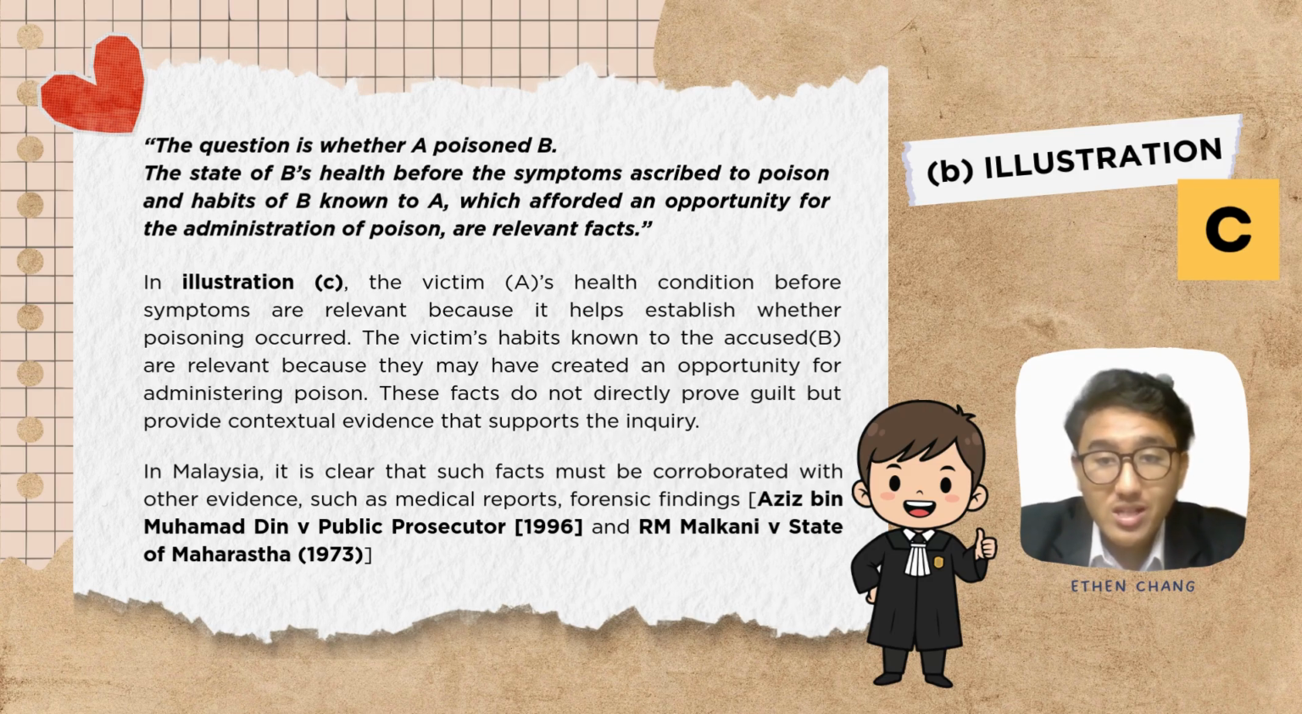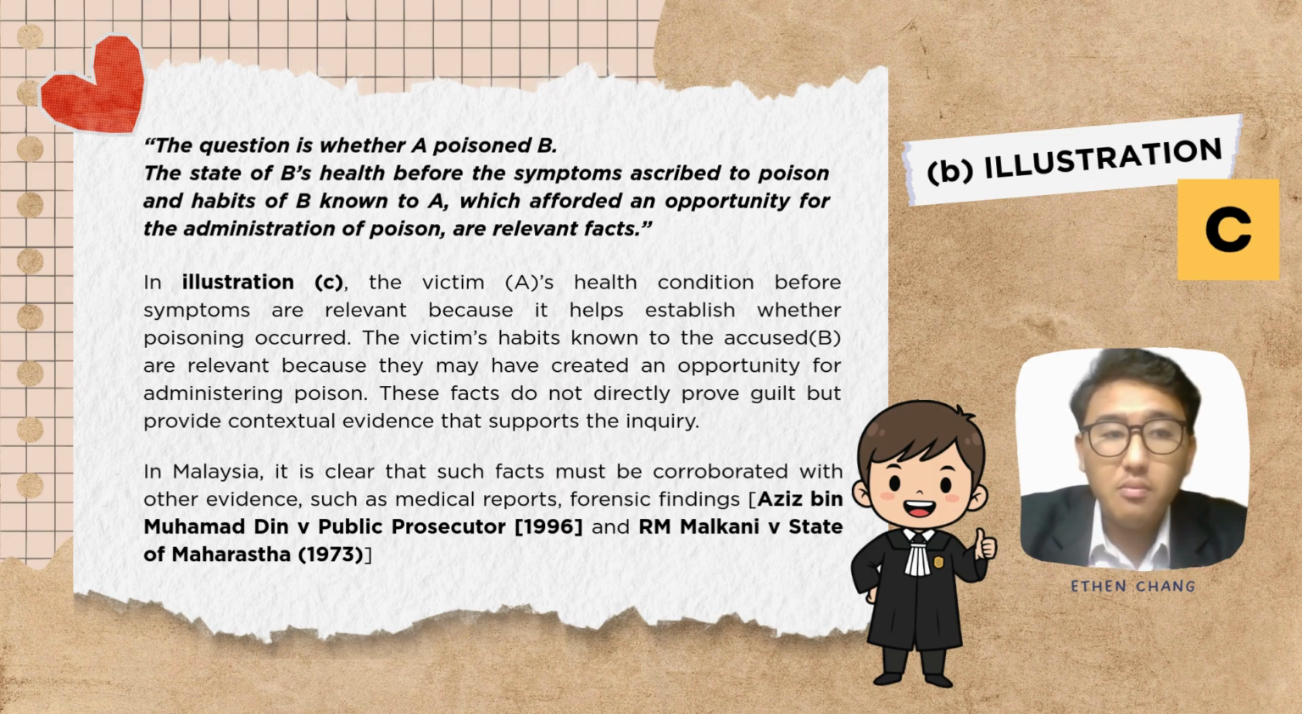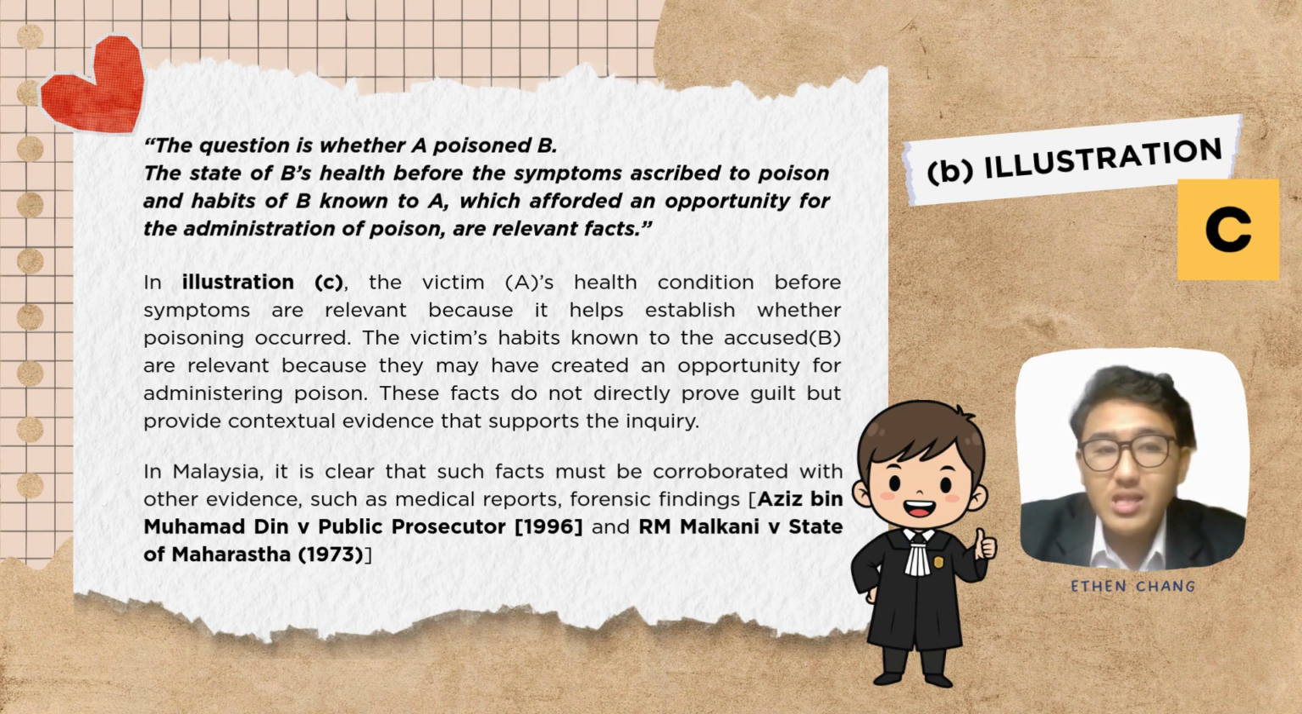Moving to Illustration C, it states that the question is whether A poisoned B, and the state of B's health before the symptoms ascribed to poison, and habits of B known to A, which afforded an opportunity for the administration of poison, are relevant facts. In Illustration C, the victim's health condition before symptoms is relevant because it helps establish whether poisoning occurred. The victim's habits known to the accused are relevant because they may have created an opportunity for administering poison. These facts may not directly prove guilt of the accused, but provide contextual evidence that supports the inquiry for the intention.